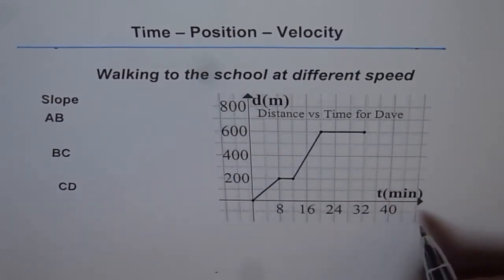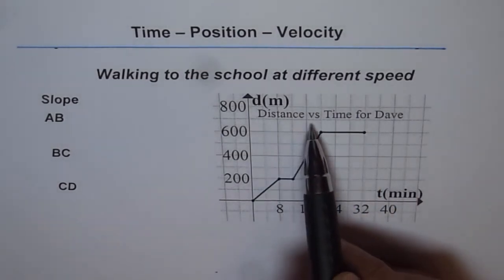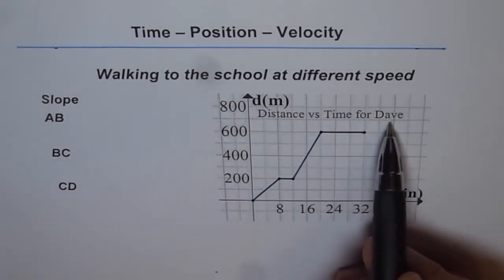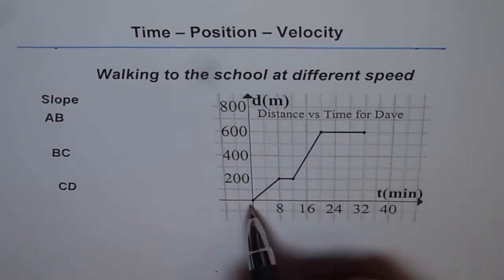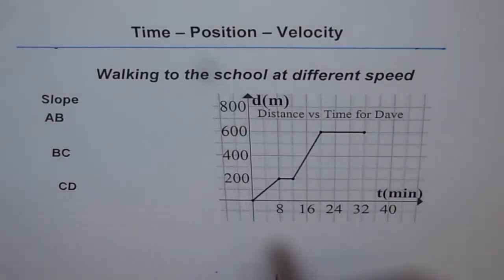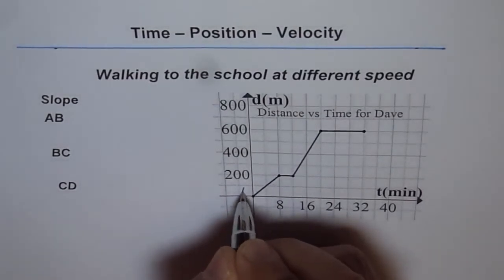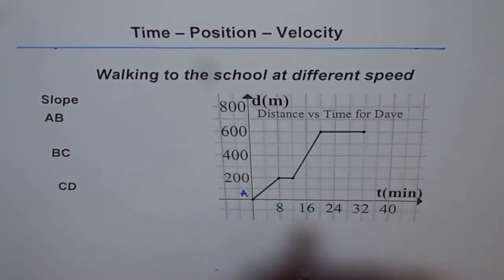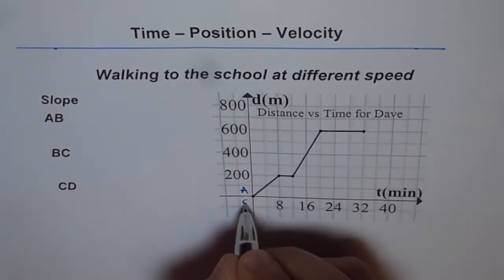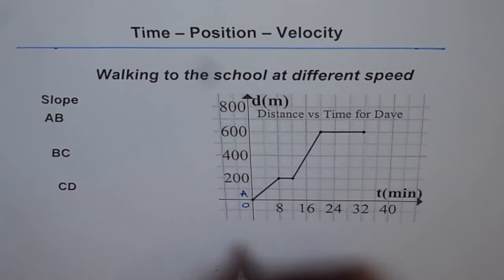So to write my story, I'm taking this graph as a distance versus time graph for Dave. And I'm assuming that Dave starts from home and is going to the school. So let's say this origin is point A for us, and A happens to be the home of Dave. So the position here is 0, time here is 0. The starting point is 0, 0.